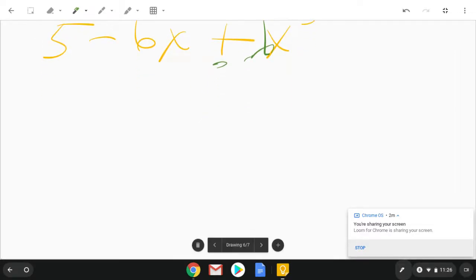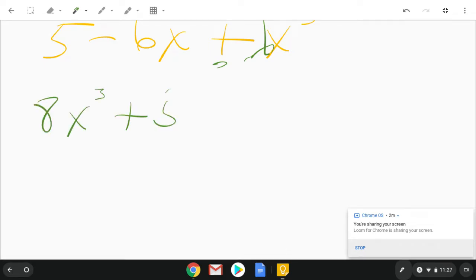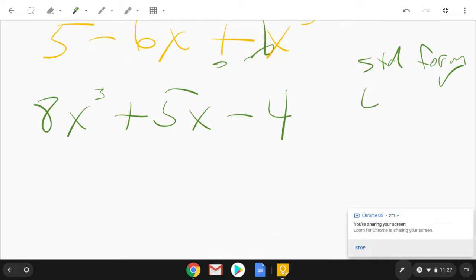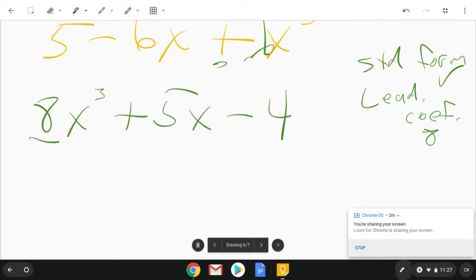So what I want to do now is look at a few examples of polynomials, and we're going to classify them, determine if they're in standard form, and determine what the leading coefficient is. So 8x to the third power plus 5x minus 4. Okay, so first, is it in standard form? Yes. What would be the leading coefficient? That would be the 8. All right, because it's the coefficient attached to the highest degree term.